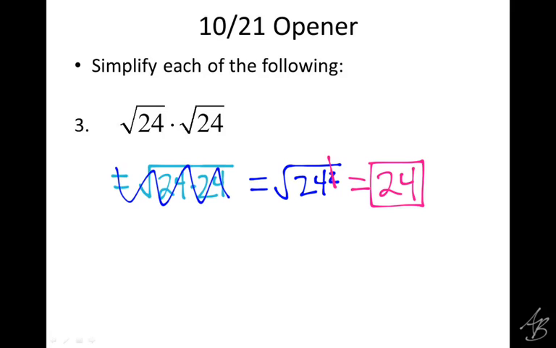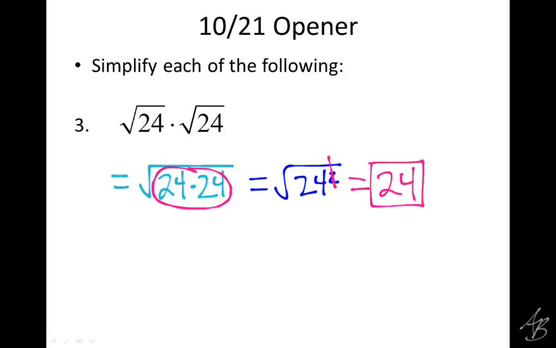Okay, or I could even do that over here. If I look at this here, even though 24 isn't a prime number, it's still a pair of factors. So we could circle that pair, and that pair of 24s would go on the outside, and we would get 24. So there's a few different ways we can think about it.